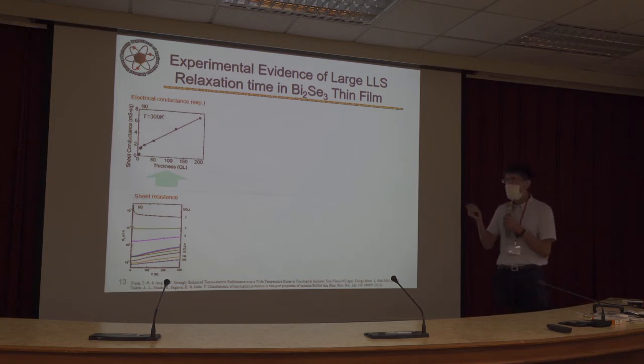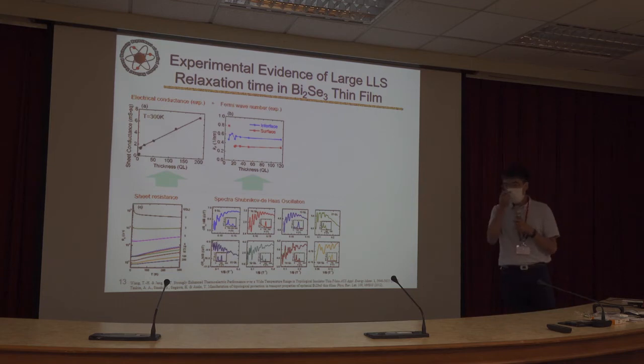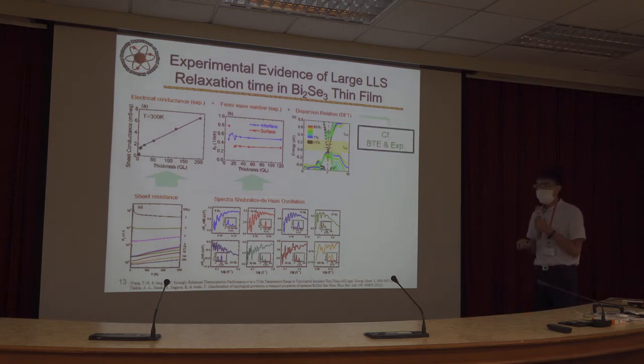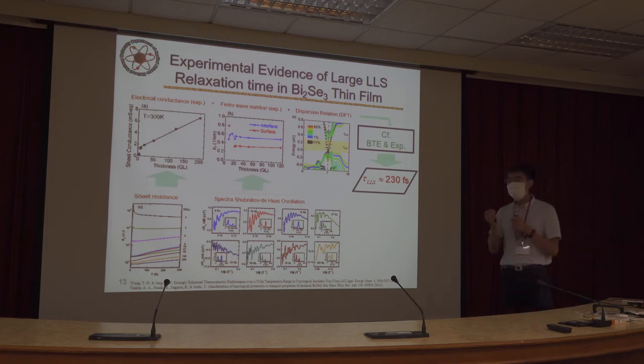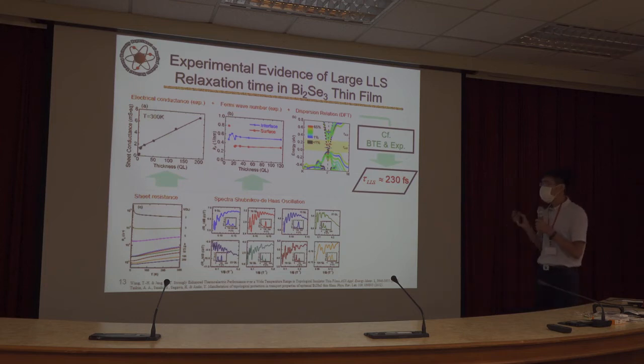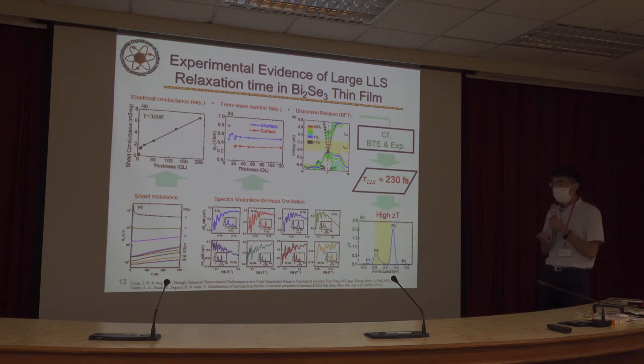From this measured electrical conductance and the SdH oscillation, which gives us the Fermi wave number, and the band structure from the DFT calculations, and the Boltzmann transport equation, we can conclude that the long lifetime state relaxation time is about 230 femtoseconds, which is much larger than the short lifetime state relaxation time, about 1 femtosecond. And we can calculate the ZT as a function of Fermi level, and the optimized ZT can be about 2, which is about 10 times larger than the bulk value.